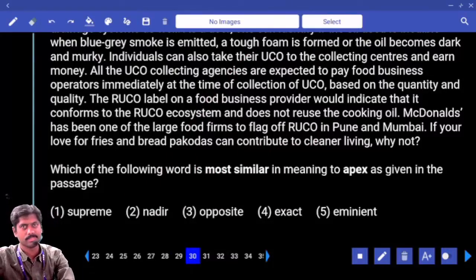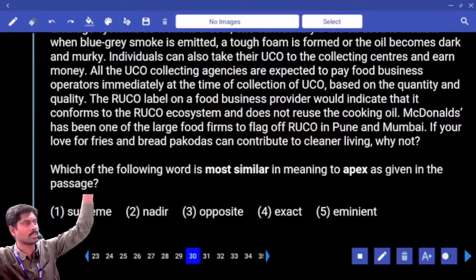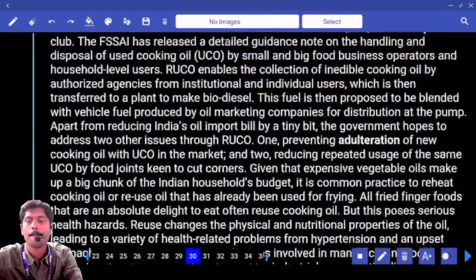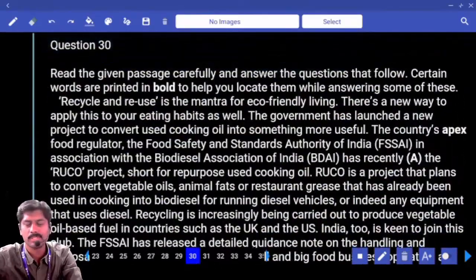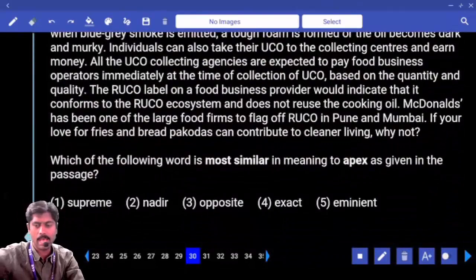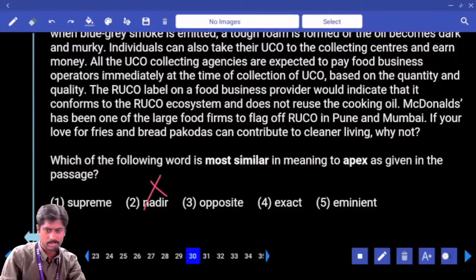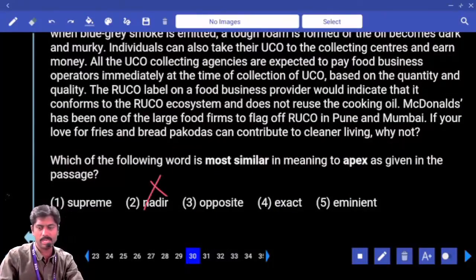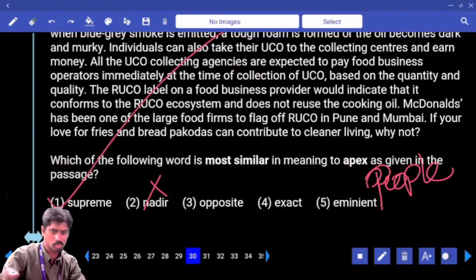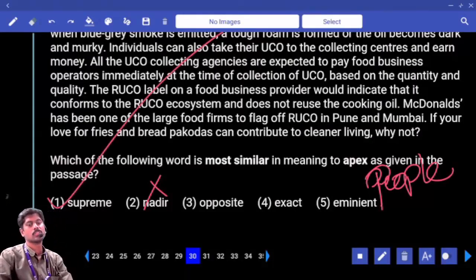Apex. Apex is nothing but top. Zenith, pinnacle, summit. Apex countries, apex food regulator, FSSAI. Supreme, Nadir. Nadir is the opposite word. Opposite, exact, eminent. Eminent is used for people. Eminent personality. Answer is first option. Supreme, apex. That's all for now. Thank you.